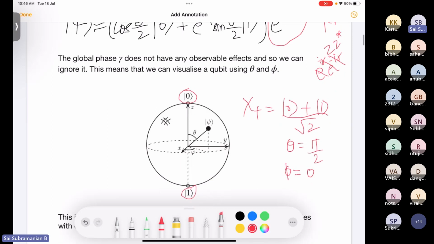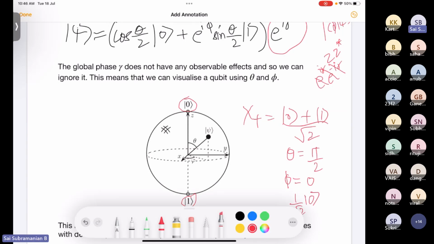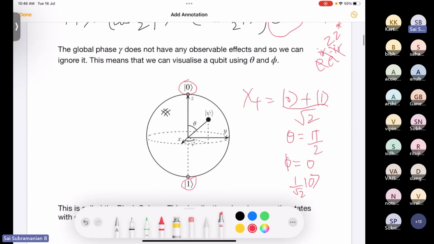We can substitute and see. We will get cos of theta by 2, cos pi by 4, which is 1 by root 2, times 0. And we get sine of theta by 2, so sine pi by 4, and e power i phi is 1. So we get 1 by root 2 times 0 plus 1 by root 2 times 1, which is nothing but the x plus state. And if you put theta equal to pi by 2, we know we are on the xy plane, and phi equal to 0 means we are on the x-axis. So you can see that our definite x plus state is the one pointing in the positive x-axis direction.